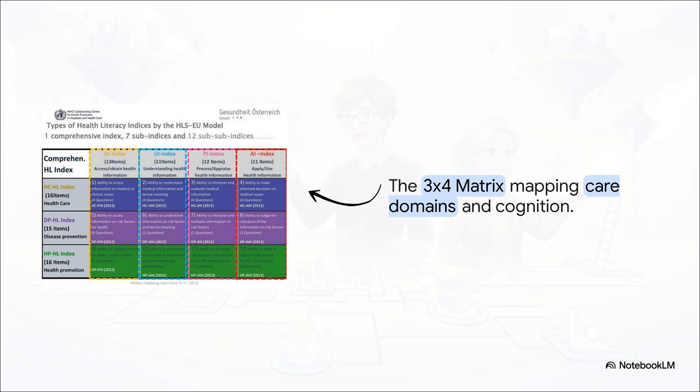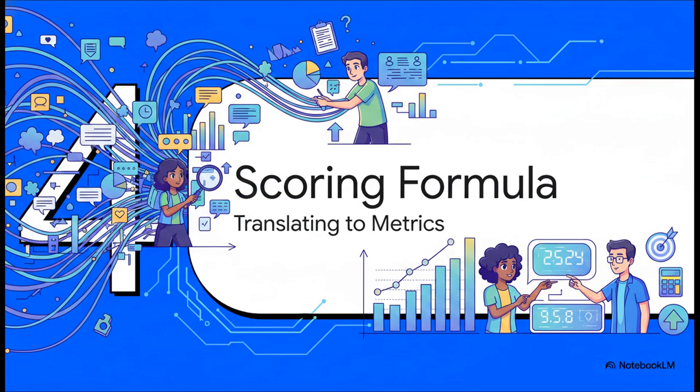Those 47 questions we mentioned earlier, they are distributed perfectly across these cells. This gives executives a pinpoint diagnosis of exactly where a population is succeeding and precisely where they are falling through the cracks. Moving on to the scoring formula and criteria.